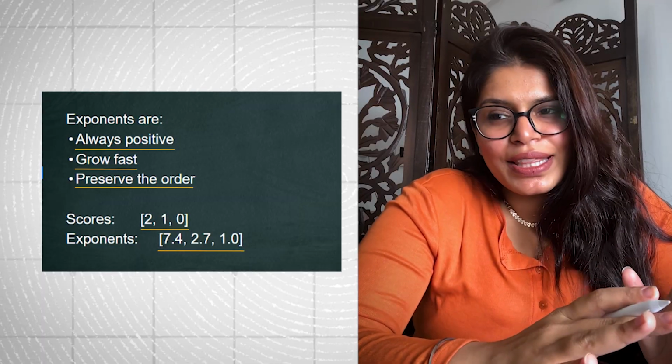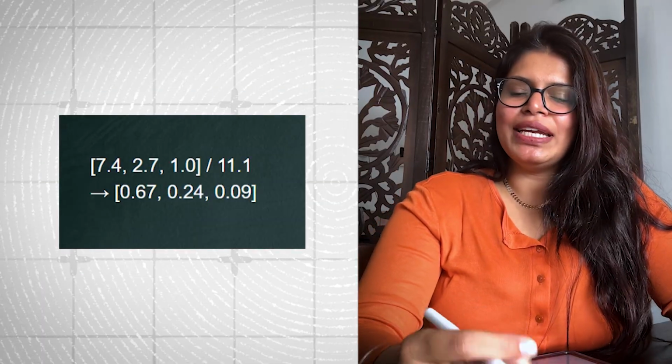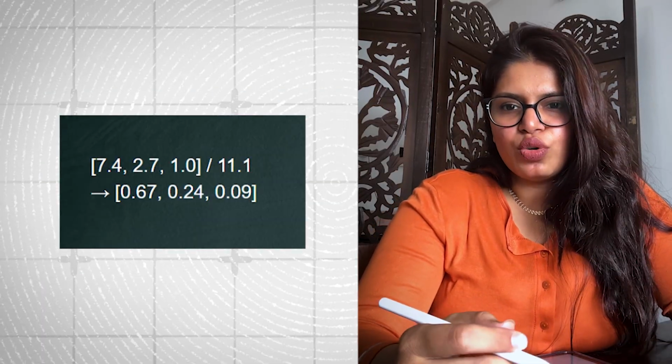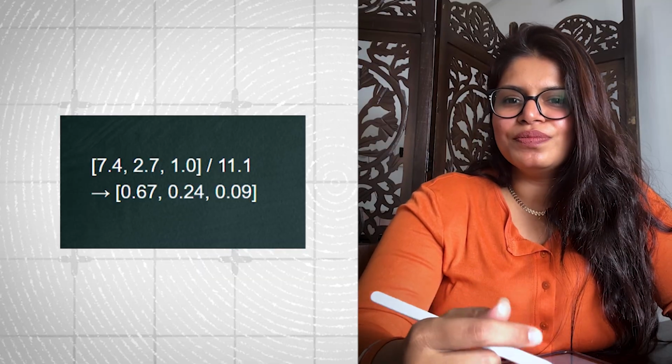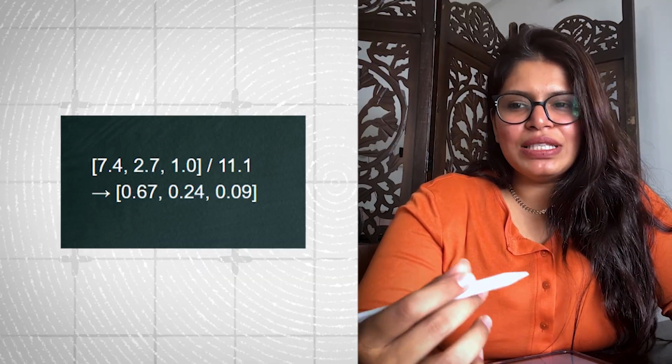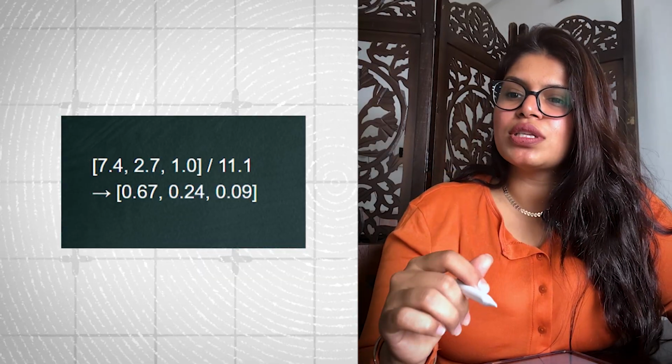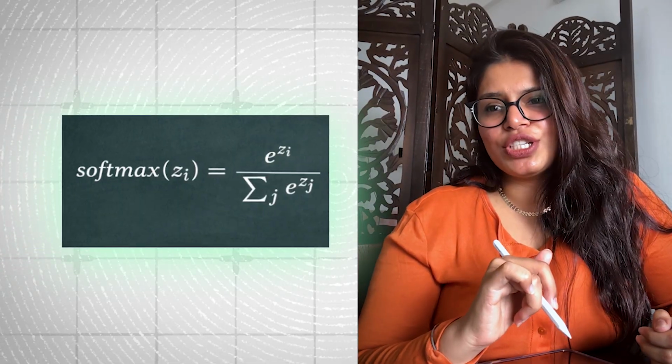We don't need to do anything fancy. We just need to divide each exponential by the total. Boom. Now all values are between 0 and 1 and they also sum up to 1. So now we can interpret them as probabilities. And this is exactly what this equation is doing.